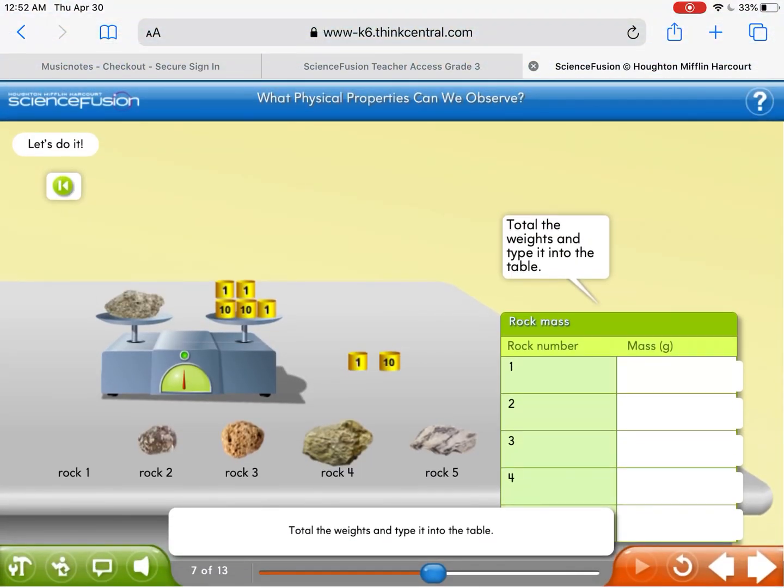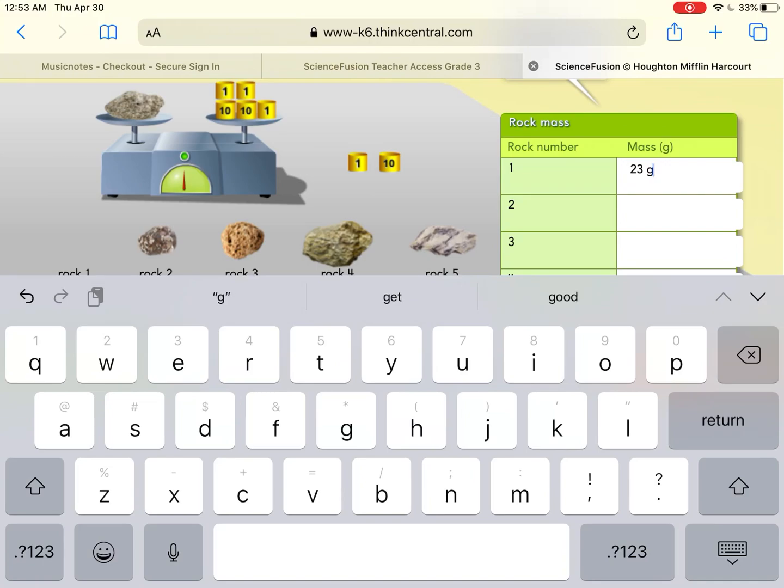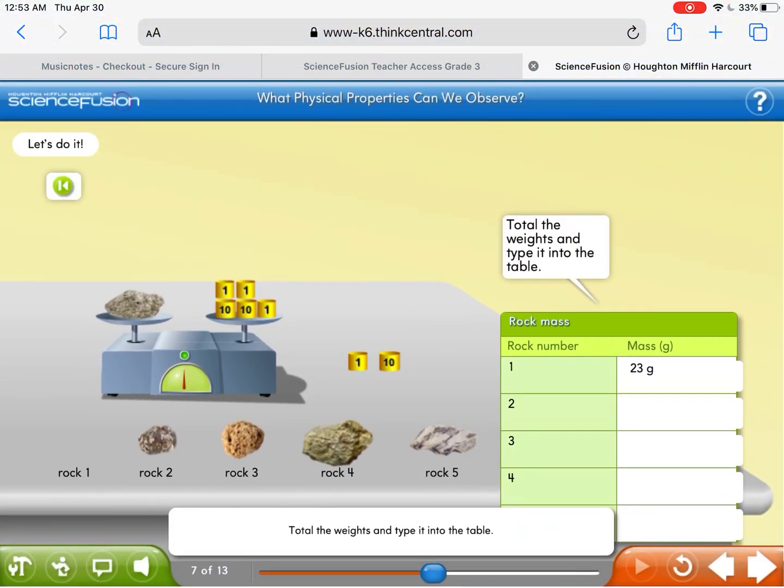So I'm going to count by 10s for the 10s. 10, 20, 1, 2, 3 for the 1s. So 23 grams.